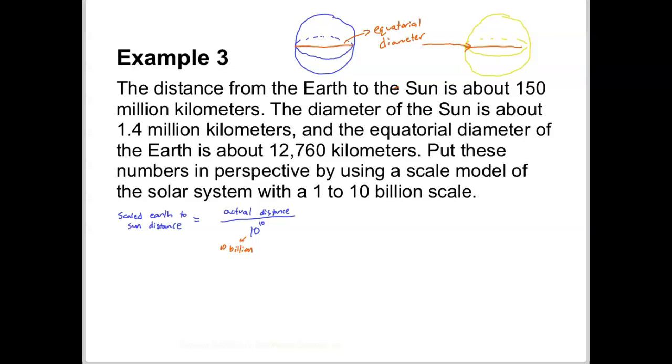All right, so the actual distance is 150 million kilometers. We're going to write that in scientific notation. That would be 1.5 times 10 to the 8th kilometers, and I'm going to divide that down by 10 to the 10th. Here I can just divide out the 10 to the 8th and 10 to the 10th. We'll subtract powers, so we'll get 1.5 times 10 to the negative 2 kilometers.